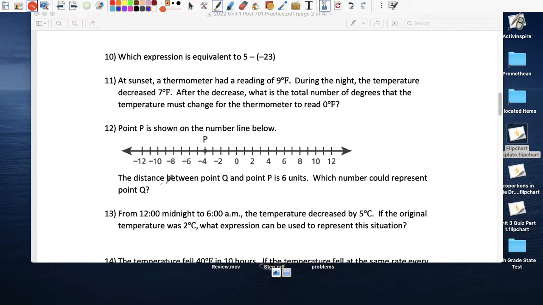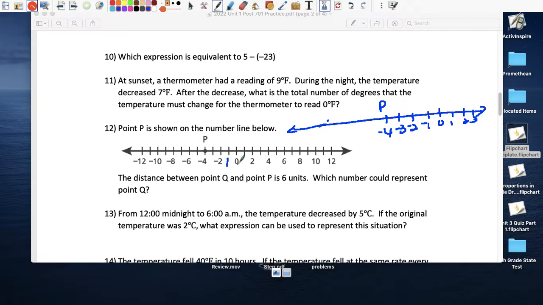The following question, I think it says, point P is shown on the number line below. Find the distance between point Q and P, 6 units away. Which number could represent point Q? So I mentioned this earlier. If it helps, here's negative 4, here's P. Why don't you complete it? See how we're missing some numbers, right? Negative 3, negative 2, negative 1, 0, 1, 2. You can add these numbers here.